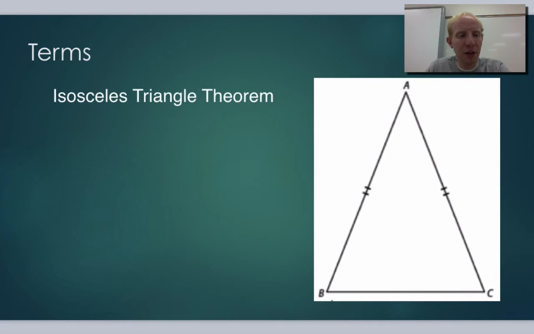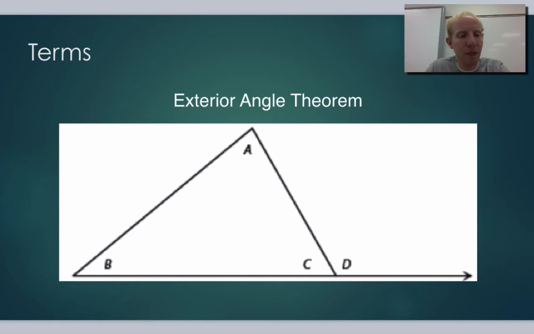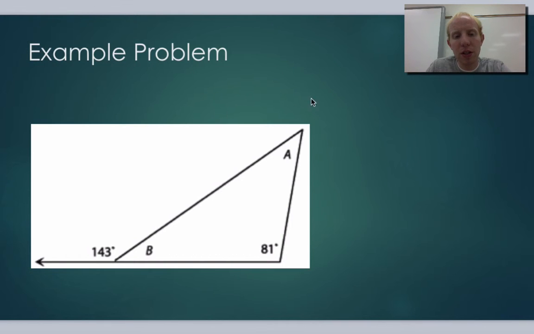All right, so we got our three theorems down that we're going to be using for triangles. We got the triangle sum theorem, we have the exterior angle theorem, and we got the isosceles triangle theorem. Let's try a couple problems to see if we can get this down. So let's look at this one. We got an exterior angle right here. We have this angle that's known right there, and we're trying to find the measures of A and B.